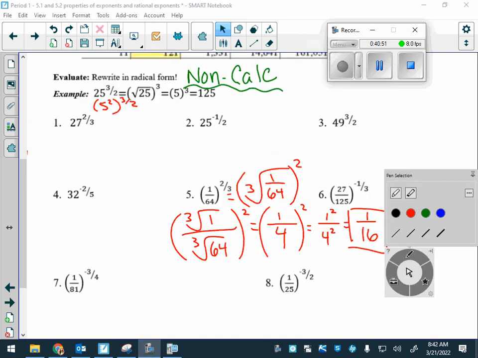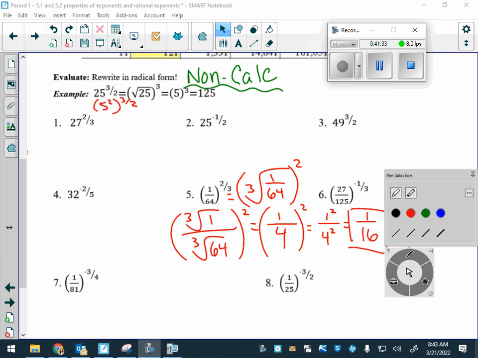Okay, let's go through these. For number 1, good job. It's the cube root of 27 squared. Cube root of 27 is 3. 3 squared is 9. Good job. Number 2, it's the square root of 25, which is 5. 5 to the negative first is 1/5. Awesome. Number 3, the square root of 49 is 7. 7 cubed is 343. Excellent. 1, 2, and 3. Any questions? Okay. Number 4 should be what?